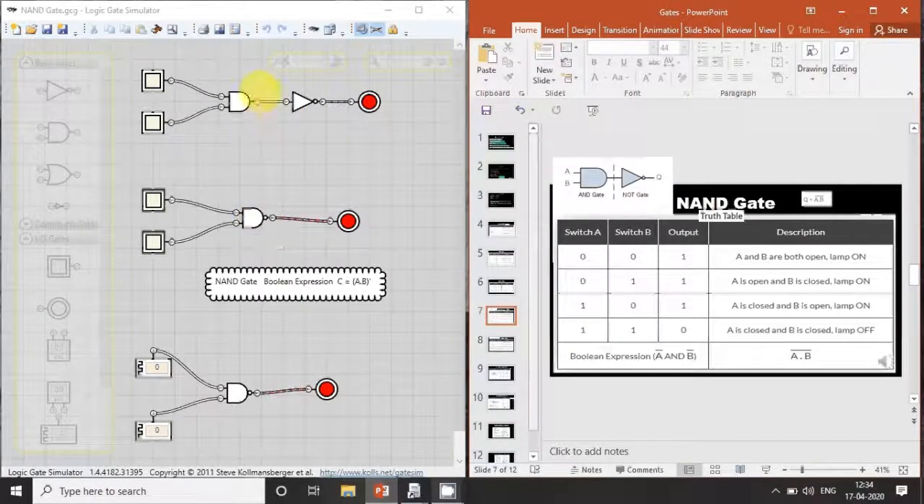Now verify the truth table by using these two separate simulations, and if the simulation is correct, that means the truth table is verified in both cases. Let us start to verify the truth table. In the first case, both inputs, switch 1 and switch 2, are in 0 position. If both switches are in 0 position, the output is 1. Here switch 1 is 0, switch 2 is 0, and the output is equal to 1. Similarly, in this case, switch 1 is 0, switch 2 is 0 and the output is 1.